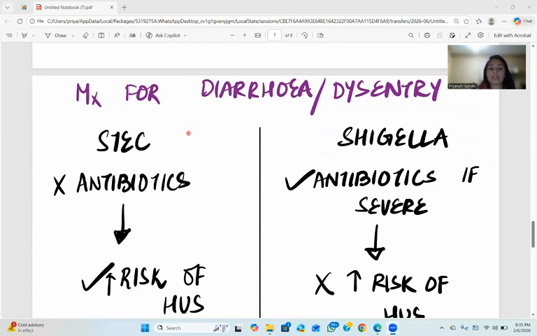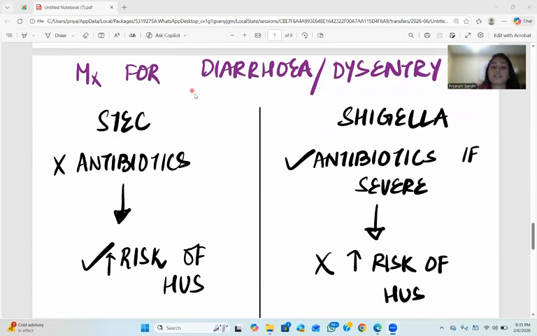One of the important things that I would like to mention is if the patient presents with diarrhea or dysentery, and we follow up the patient for the stool culture or PCR, and if the patient is found to have STEC as the cause, then we should not give antibiotics because giving antibiotics precipitates or increases the risk of HUS. In case of Shigella, it's safe to give antibiotics in case the diarrhea or dysentery is severe because it does not increase the risk of HUS.